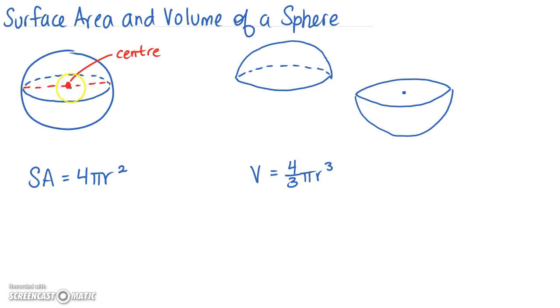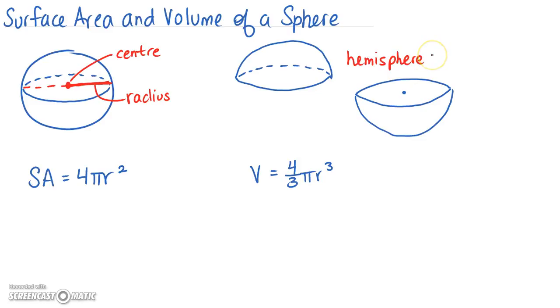Now again, the radius is what we'll be using mainly, so this distance right here is going to be your radius. But again, if they give you the diameter, just divide it in half and that will give you your radius. Now, if we were to cut the sphere in half, like this image is trying to show for you, it's referred to as a hemisphere.